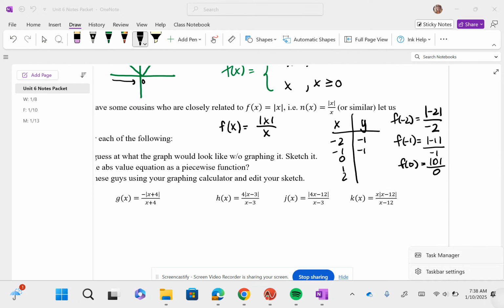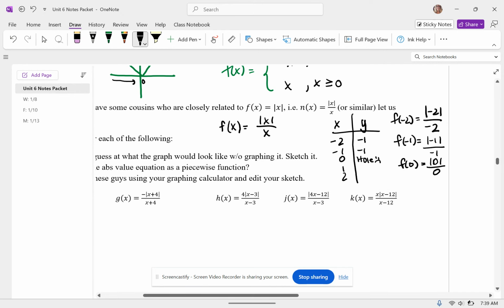You're dividing by 0, so what's going to happen there? It's going to be 0. Undefined, okay? Actually, let's be mathematic. Undefined. A hole with a sad face.